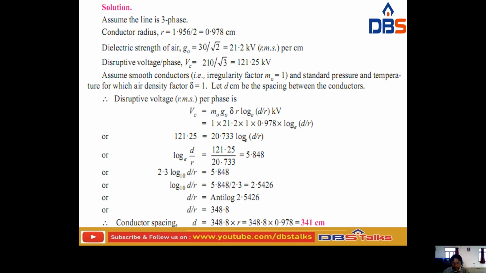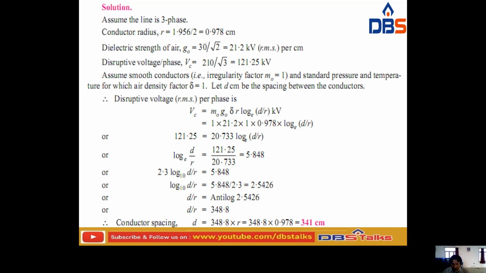Assuming the line is three phase, right? Conductor radius R is equal to the given diameter 1.956 centimeter divided by 2, that is 0.978 centimeter, right? Next, the dielectric strength of air G0. That is again given as 30 kV per centimeter, right?